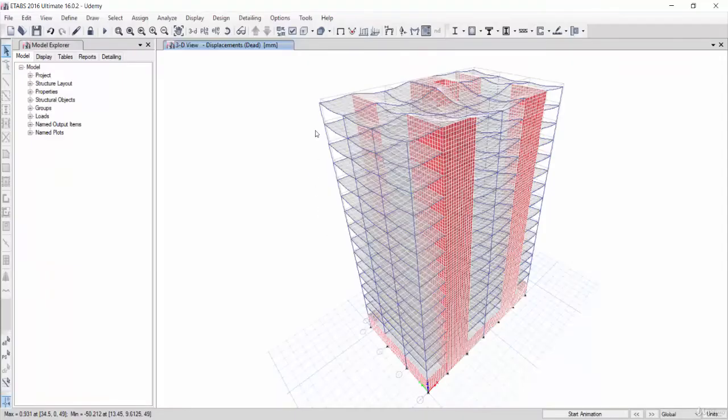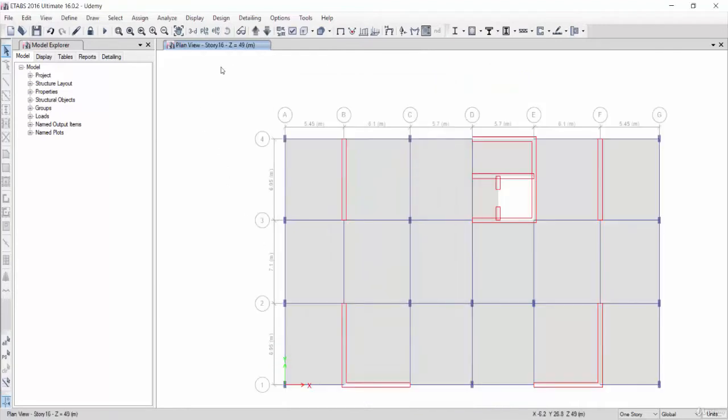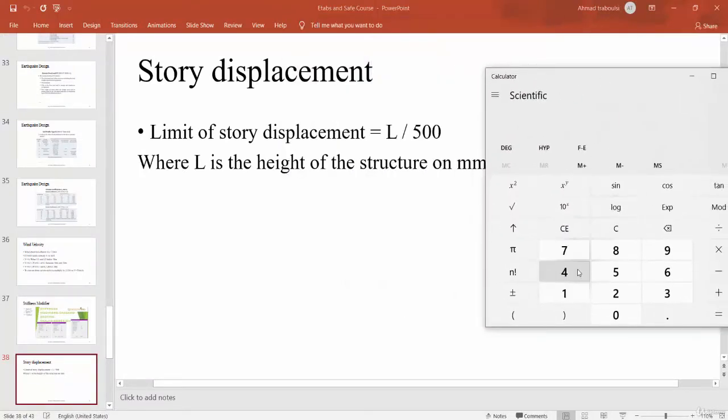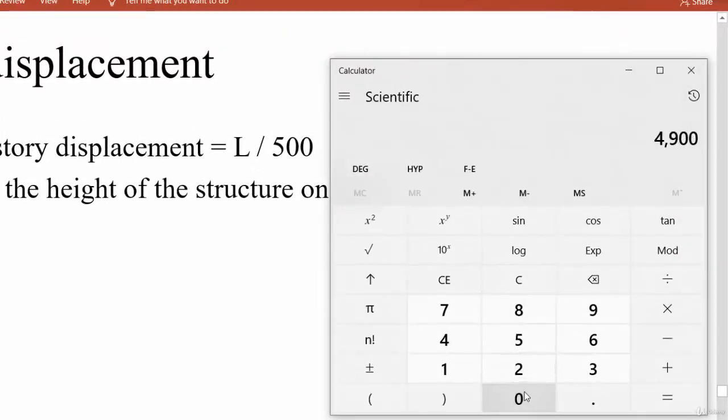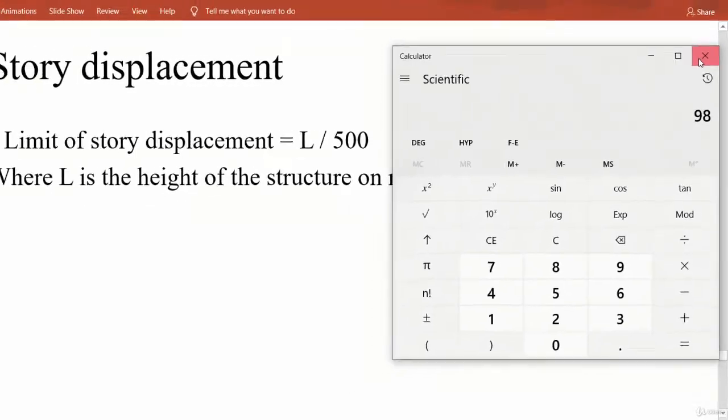Our structure, if we go to ETABS and press on the show in the forward shape, the height of our structure equals 49 meters. So the limit of story displacement equals 49,000, converted to millimeters, divided by 500, equals 98. So the story displacement of our structure must not exceed 98 millimeters.